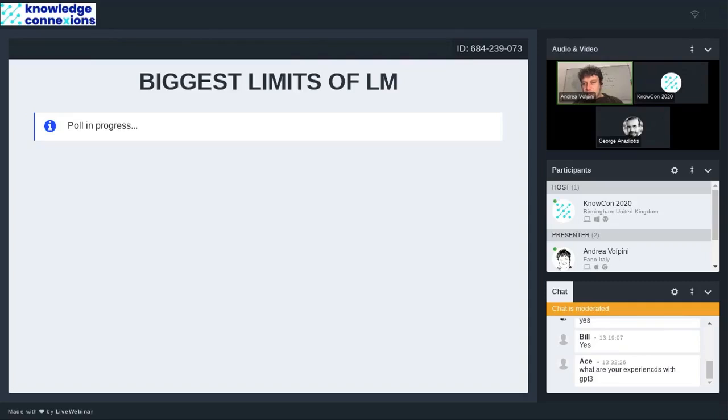And I can also read a little bit about the question. "I have seen GPT-3 in use, but I haven't used it myself." So I haven't. I've read a lot about different use cases, but I haven't used it myself.